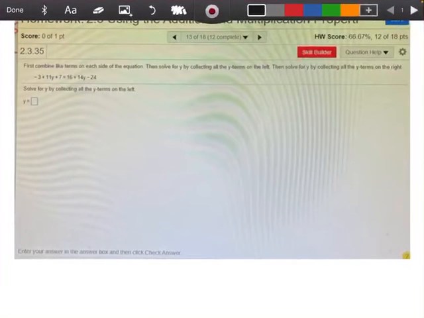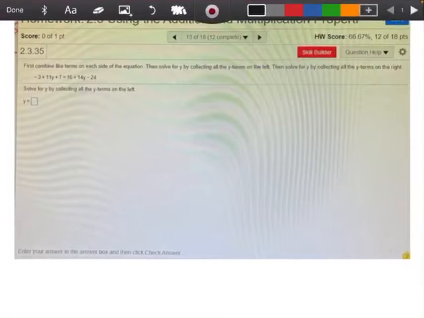All right, so guys, this is number 13 out of 2.3 on the homework. And it says, first combine like terms on each side of the equation, then solve for y by collecting all the y terms on the left. And then it says, then solve for y by collecting all the y terms on the right. Okay, so let's take a look at what we got here.